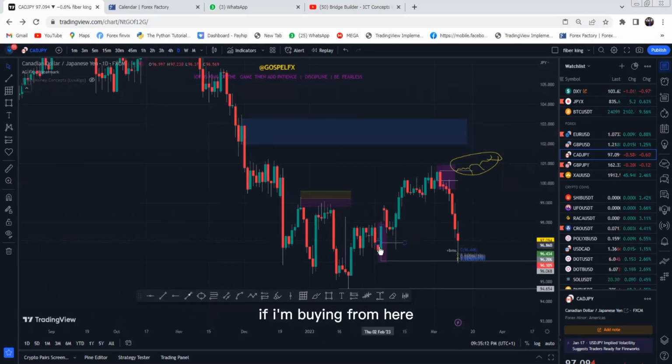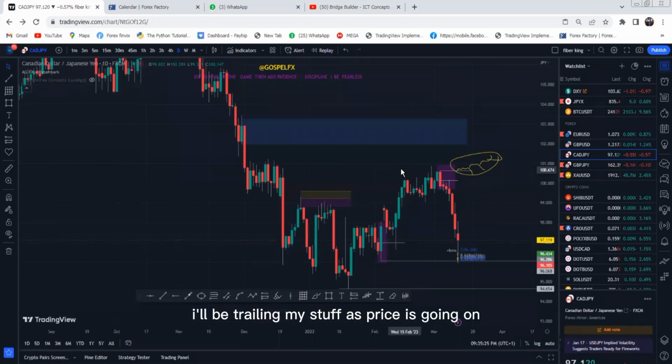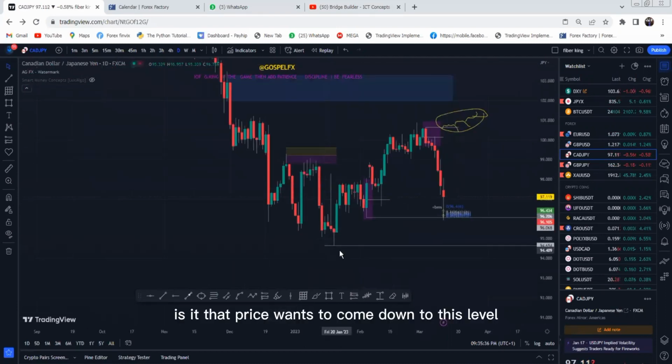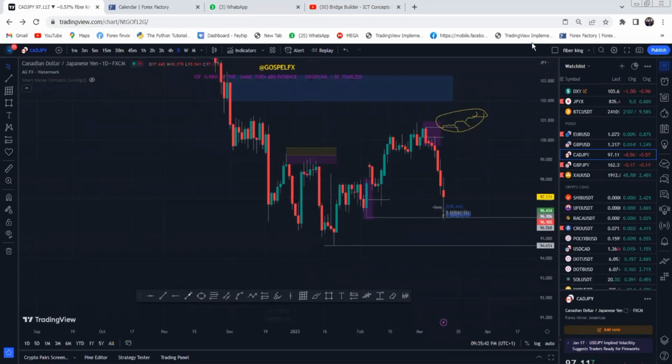If I'm buying from here, targeting this high, then I know that the low of this flagship reversal candle is my invalidation. Okay, so I'll buy from here. I'll be trailing my stop as price is going on. As simple as that. But if this candle should trade down and take this low, I'm going to sit down and wait. Is it that price wants to come down to this level, or is it just a stop hunt? If I discover there's a stop hunt, which means that on a lower time frame, price might give me a reversal pattern.